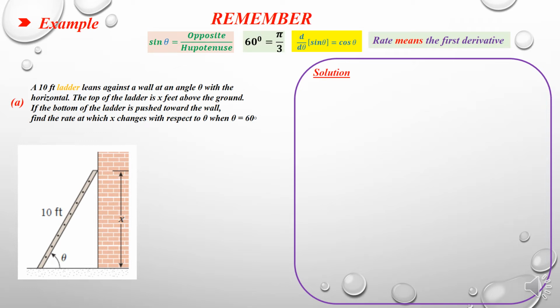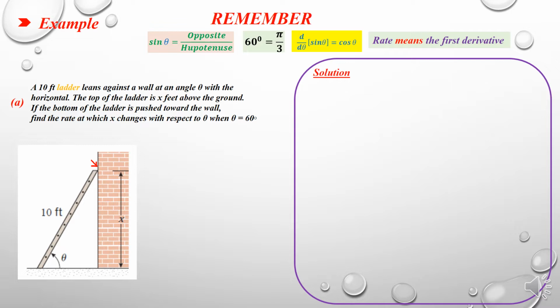Hi everyone, in this video we will take applications on the derivative of the trigonometric functions, and the first application in part A is the ladder problem. So the question is, a 10 feet ladder leans against a wall at an angle theta with the horizontal. The top of the ladder is x feet above the ground.